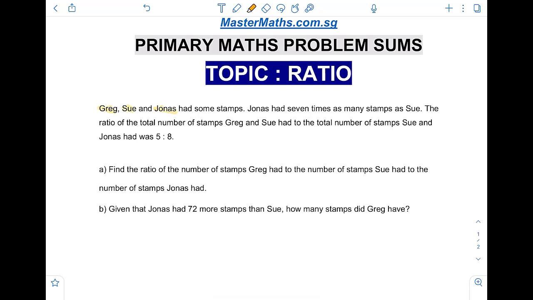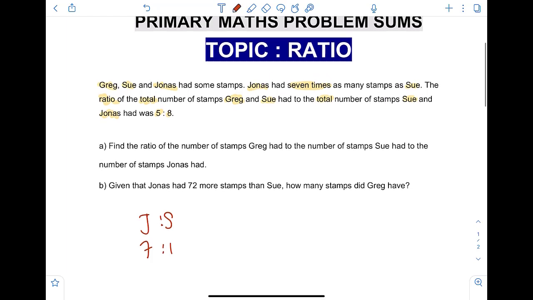Sue and Jonas had some stamps. Jonas had 7 times as many stamps as Sue, which means J is to S, that would be 7 is to 1, okay? The ratio of the total number of stamps Greg and Sue had to the total number of stamps Sue and Jonas had was 5 is to 8, which means we can develop another set of ratios.